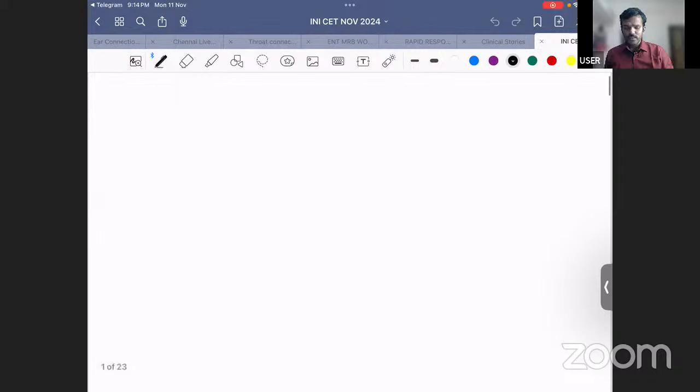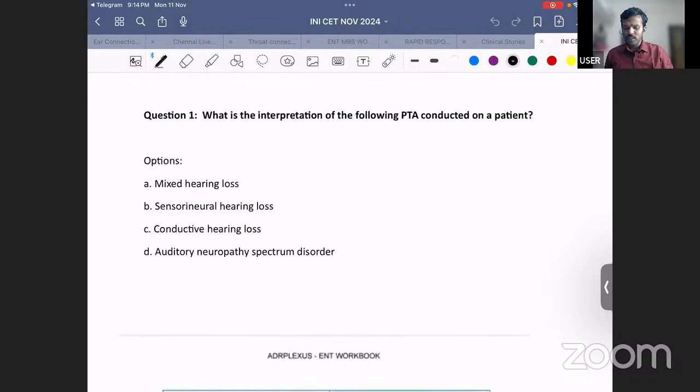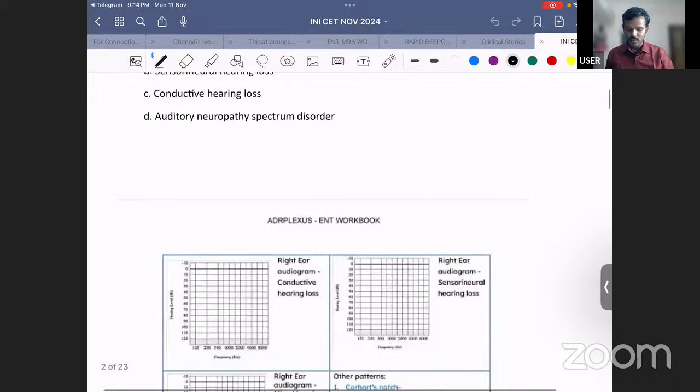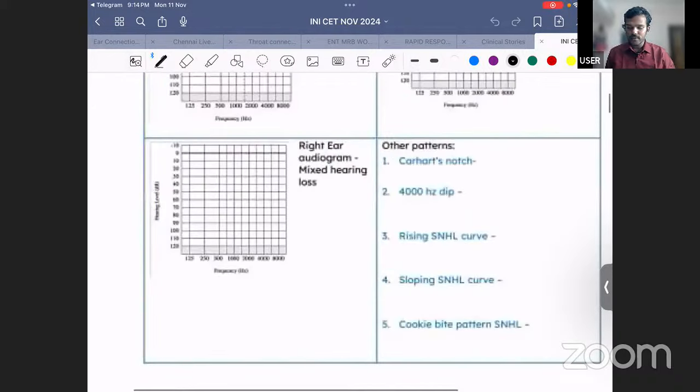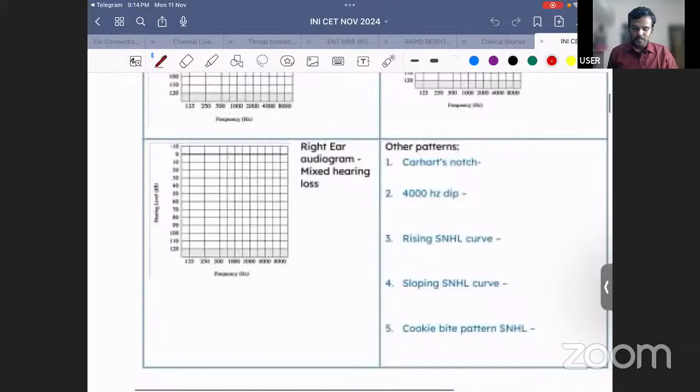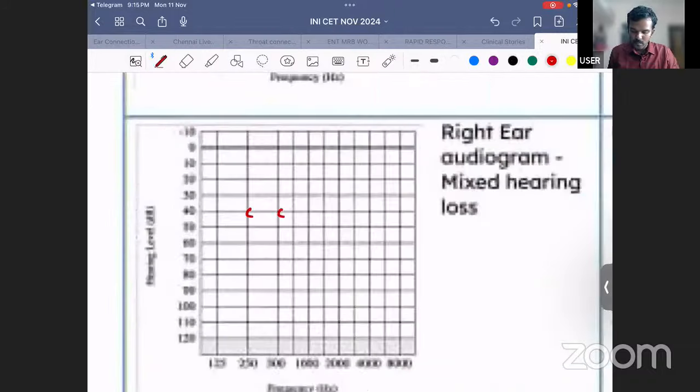So the first question is, what is the interpretation of the following PTA conducted on a patient? The PTA picture was something like this. This was the PTA picture which was given in the exam. Now to answer this particular question, you need to have a clear understanding of the audiogram.